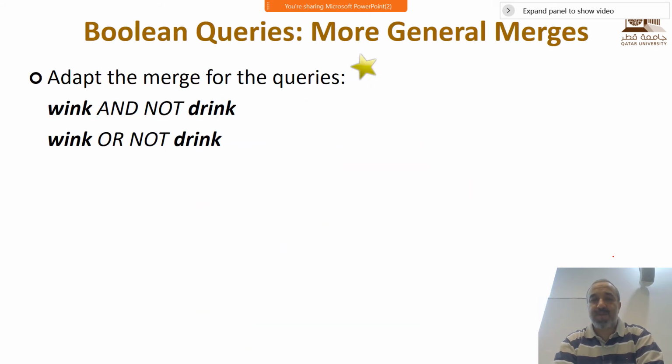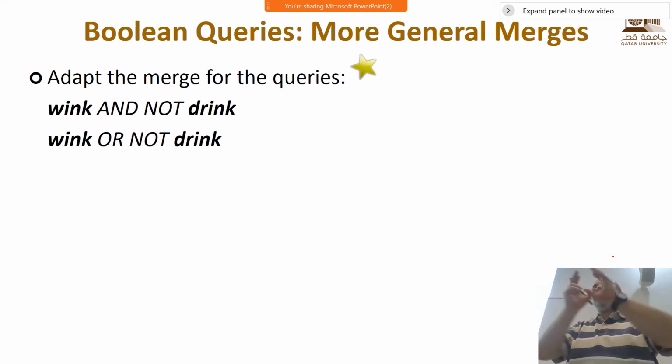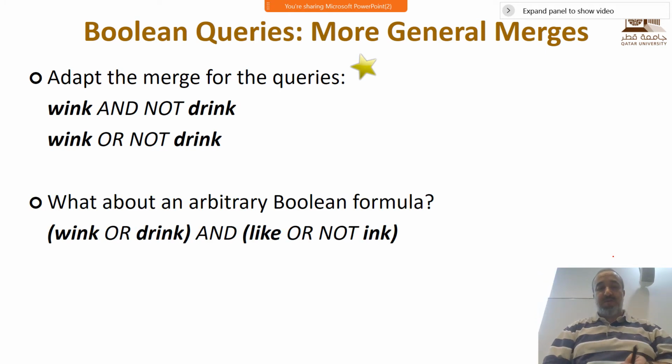Okay. Right. Now there are more general merges. We talked about single operations, right? But remember, the Boolean expression can have multiple operations. And also there are other operations like NOT. So how can we do AND NOT? OR NOT? Okay, so we'll leave that to you to think about.